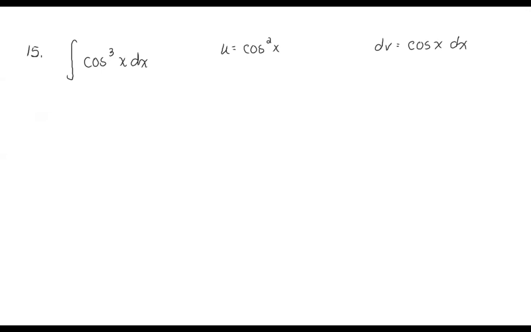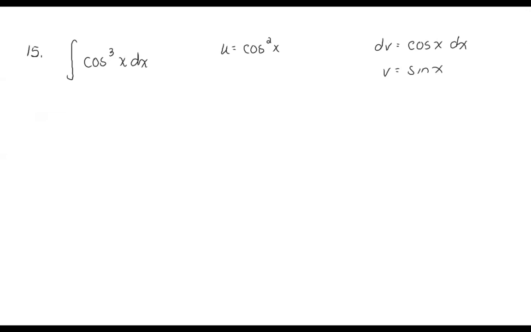So that's kind of interesting. If I had 10 factors of cosine there, I could push one over to dv, and I could leave 9 of them in u. I could always just take that one away and have the rest of them left for u. This is very nice. v is sine x. Integral of cosine is sine.